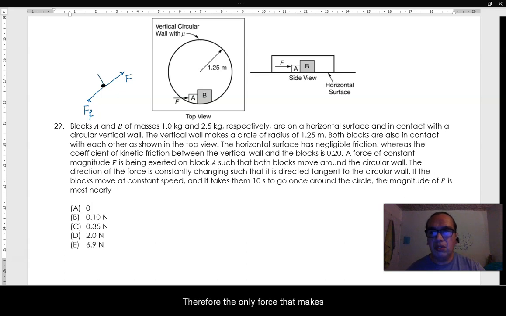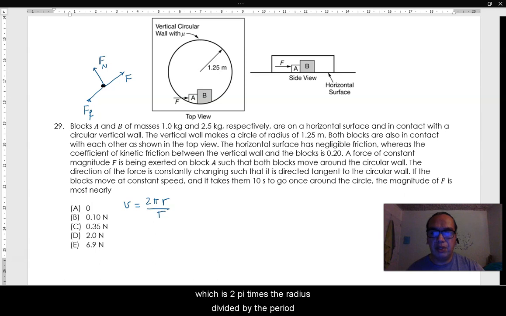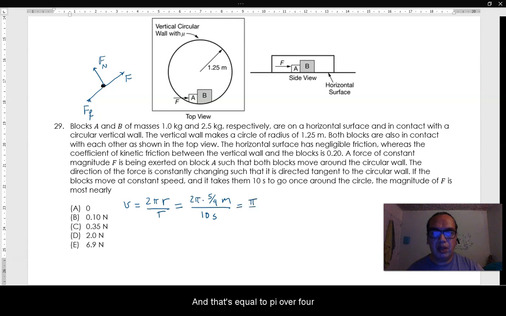Therefore, the only force that makes up the centripetal or net force on the object is the normal force exerted by the wall. So, we can use the speed, which is 2 pi times the radius divided by the period, to get to the centripetal acceleration. Now this is equal to 2 pi times 5/4 meters divided by 10 seconds. And that's equal to pi over 4 meters per second.